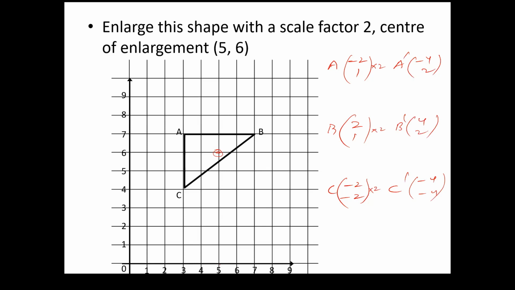Now make the movement of A dash, B dash, C dash from the point here. So if we look for A dash, -4 to the left and 2 up. 1, 2, 3, 4 to the left and 2 up. This becomes A dash. Here for B, 2 and 1 will become 4 and 2. So it will be 1, 2, 3, 4 and this is 2. This is B dash. And C dash is -4. 1, 2, 3, 4. 1, 2, 3, 4. This one is C dash to negative. Now we join them and we get the answer. Right? So this is the enlargement of a shape with the scale factor 2, center of enlargement 5 and 6.